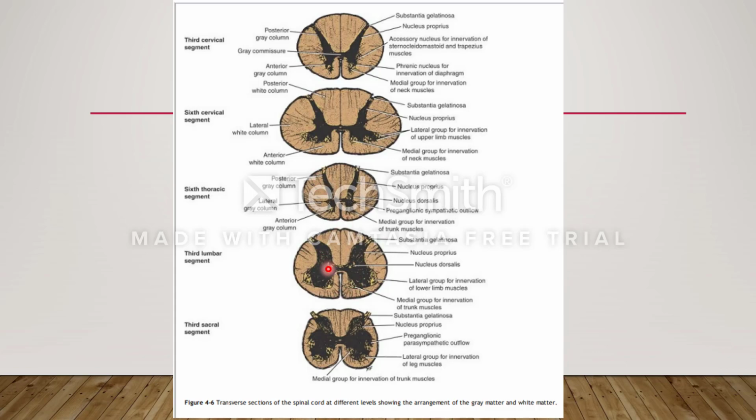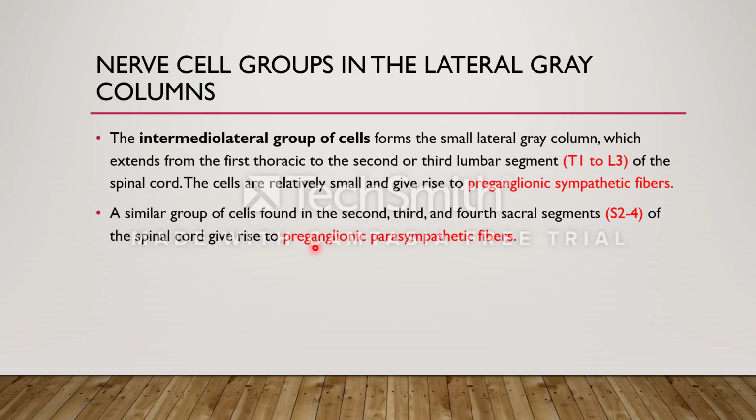In the lumbar region, there is a huge amount of gray matter, because here the medial group is present for the innervation of trunk muscles. Then the lateral group is also present for the innervation of the lower limb muscles. In the posterior gray column, we will have the substantia gelatinosa, the nucleus proprius and the nucleus dorsalis, along with the visceral afferent nucleus.